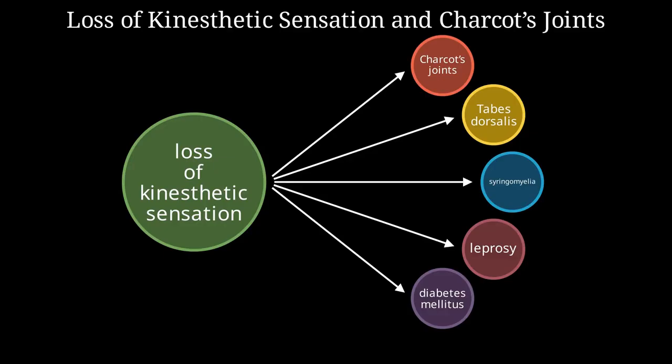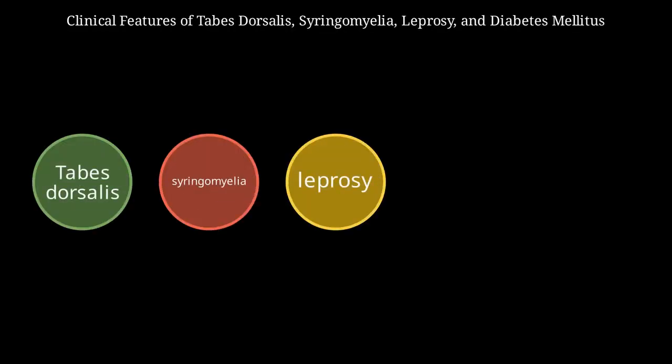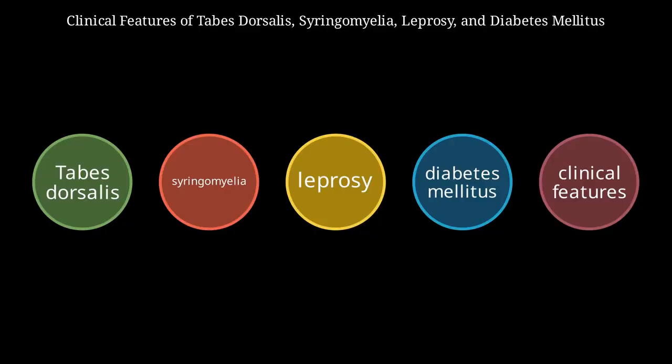sense and incoordination. Tabes dorsalis causes sensory ataxic gait and loss of proprioception. Syringomyelia leads to progressive sensory and motor loss. Leprosy causes skin changes and nerve thickening, leading to sensory and motor deficits. Diabetes mellitus can result in peripheral neuropathy and proprioceptive dysfunction.